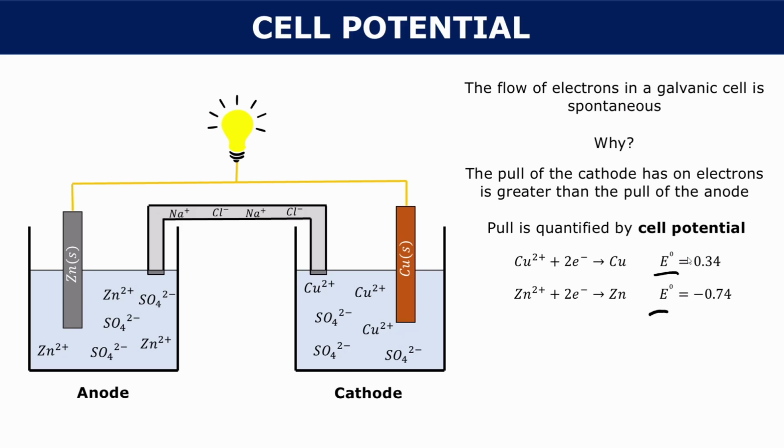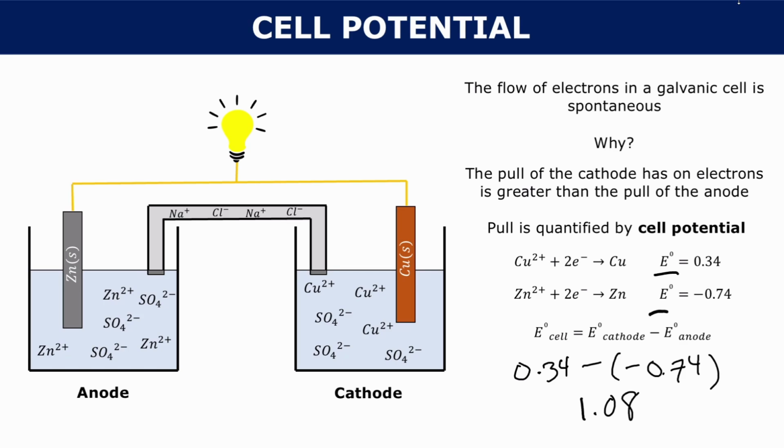But how do you calculate the cell potential of the entire cell, not just the half reactions? So the cell potential of this particular cell is the cathode minus the anode, and so it's going to be 0.34 minus negative 0.74. So our cell potential of the entire cell comes out to 1.08. And so what does this 1.08 value really mean?